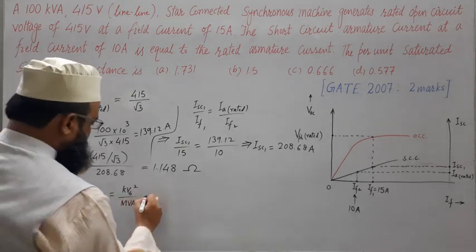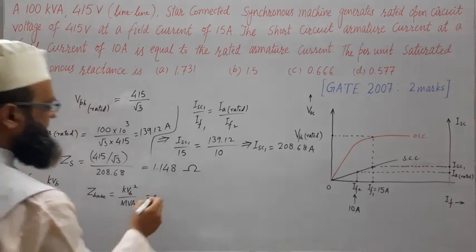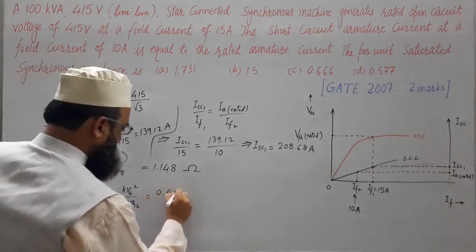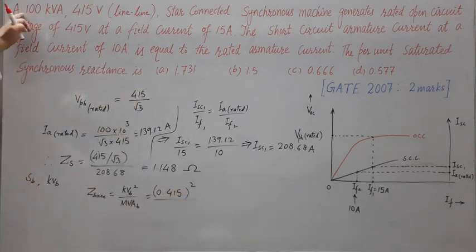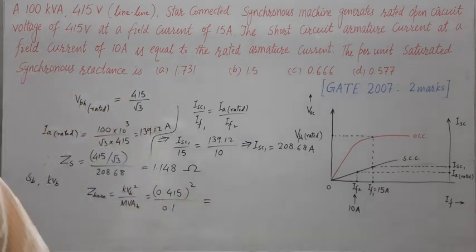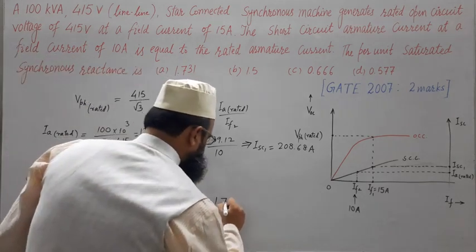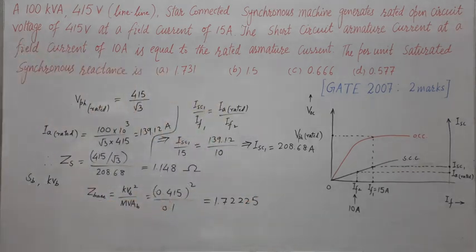So kV base is 415 volt. It means kV base will be equal to 0.415, squared. What is MVA base? This is 100 kVA. So MVA means 0.1 MVA, right? 1000 kVA is 1 MVA. So MVA base will be 0.1. So Z base is coming out to be 1.72225.